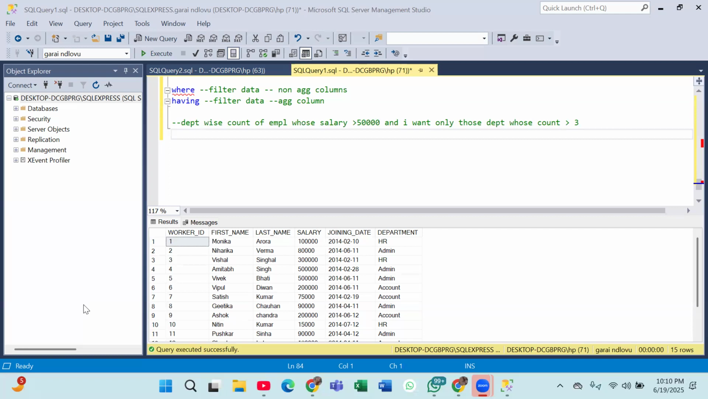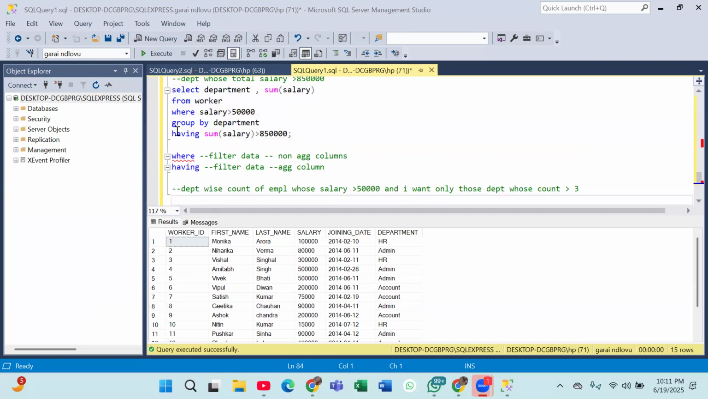Okay. So I can see some answers. Good, Vishal, your answer is correct. But here you can see that in the select clause you are taking count of worker ID, na? So in having also you will take count of worker ID. And having is always used after group by like this. You can't change the order of writing a query.